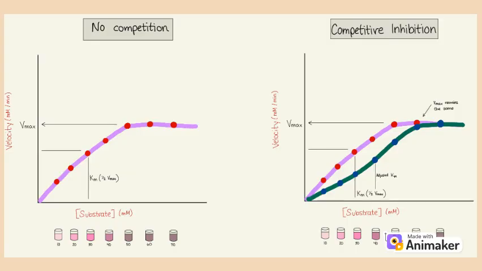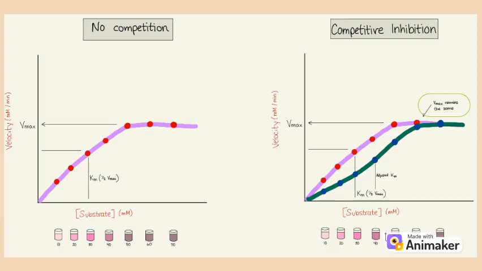Within these graphs, we see a comparison between when there is no competition and competitive inhibition. In competitive inhibition, the inhibitor competes with the substrate to bind to the enzyme's active site. Because of this, it takes a higher substrate concentration to reach the same reaction rate as before. This is why we see that Km increases, meaning more substrate is needed to reach half of Vmax.